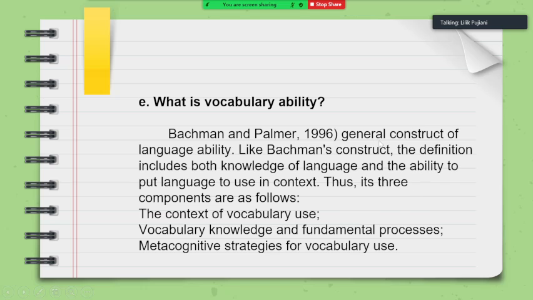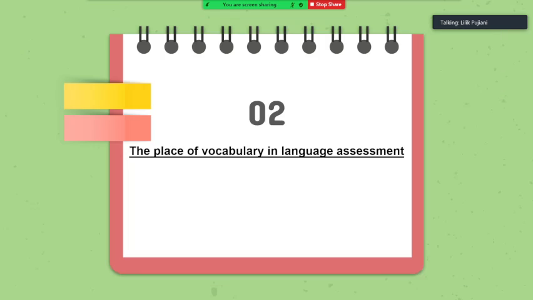The first is the context of vocabulary use. The second is vocabulary knowledge and fundamental processes. And the last is metacognitive strategies for vocabulary use. Now, we go on to the next slide. The second subtopic, the place of vocabulary in language assessment. Next slide.